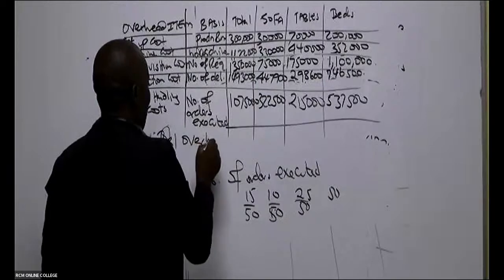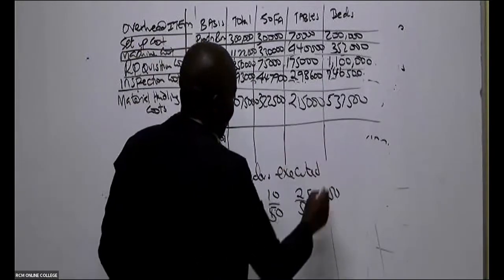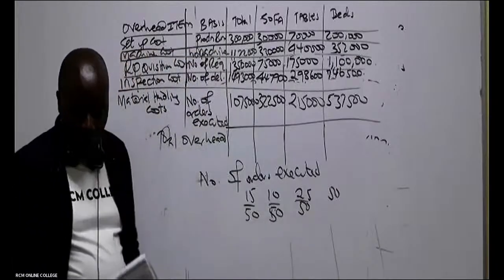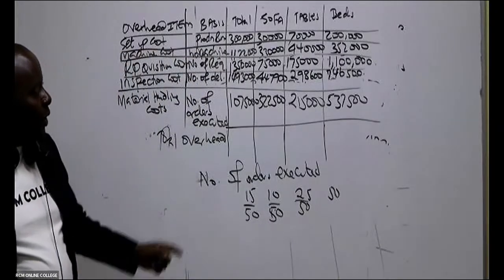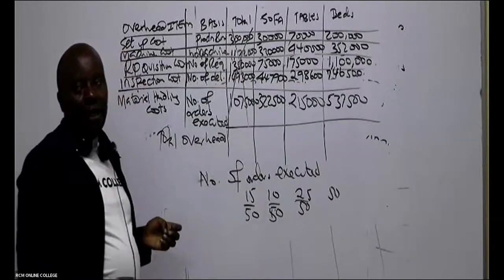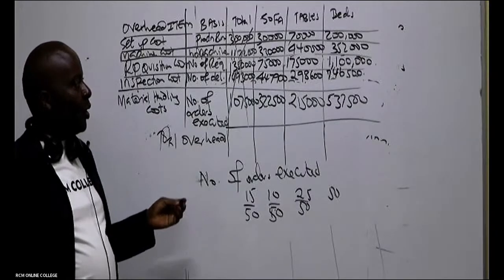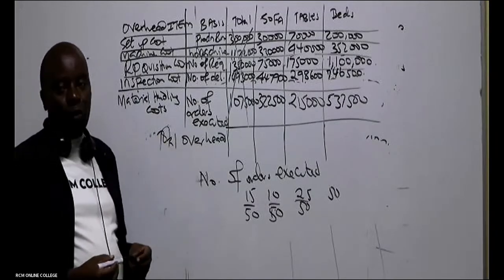Go ahead and give us the total overheads. So total overheads for sofa set. Never work with this column, it is unnecessary. Don't add that column, it will waste your time. So give us the total overheads for sofa.